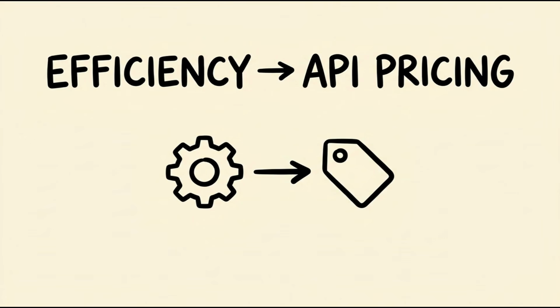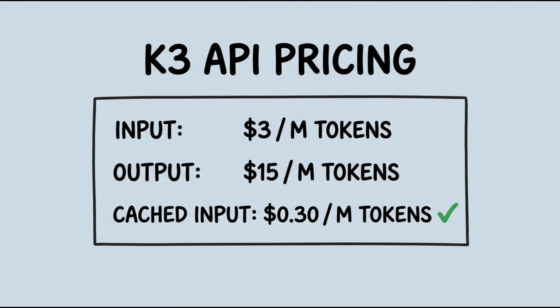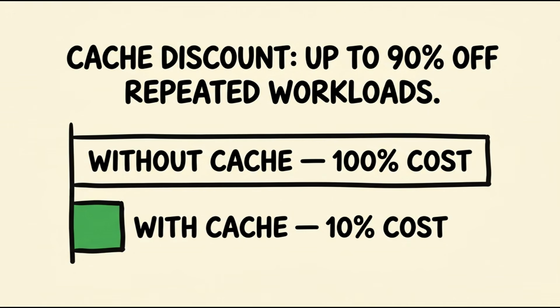Layer 3, the real numbers, because this is where the video earns its keep. K3's API pricing is $3 per million input tokens, $15 per million output tokens. With cached input at 30 cents per million, that caching discount alone can cut repeated context workloads by up to 90%.